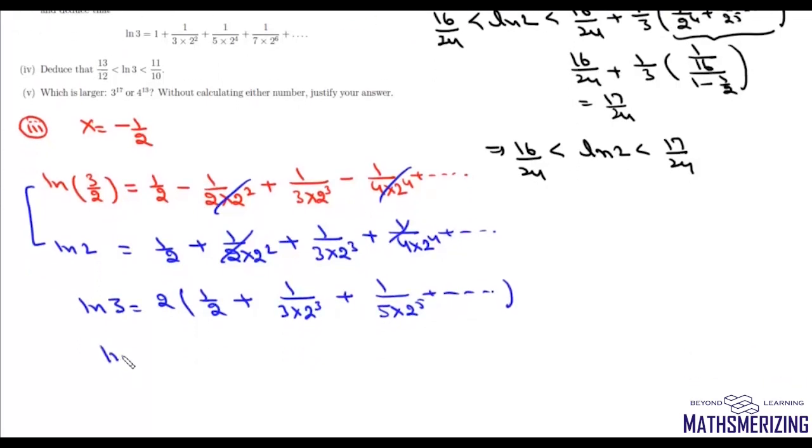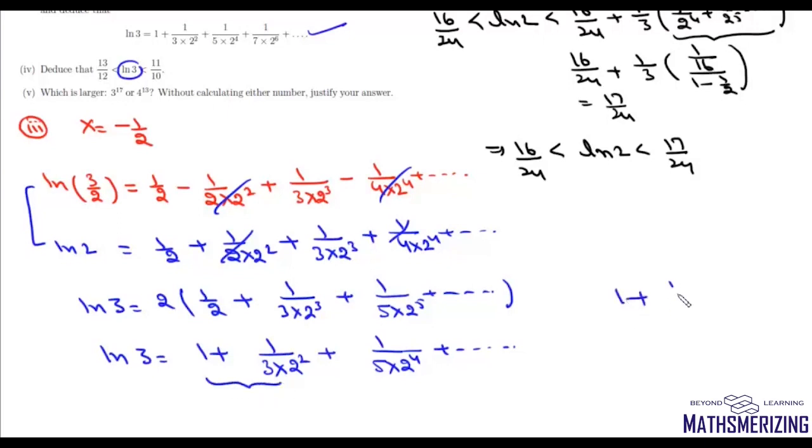Or we can simply write this as log 3 equals 1 plus 1 by 3 into 2 square plus 1 by 5 into 2 to the power 4, so on and so forth. This is your second part. Now we need to deduce that this value of log 3 lies between 13 by 12 and 11 by 10. Now if we look at these first two terms, it is 1 plus 1 by 12. So there will be 13 by 12.